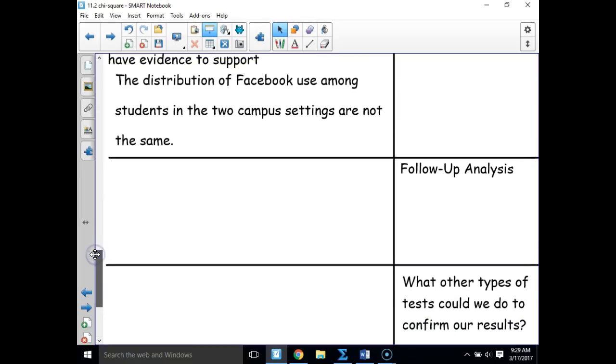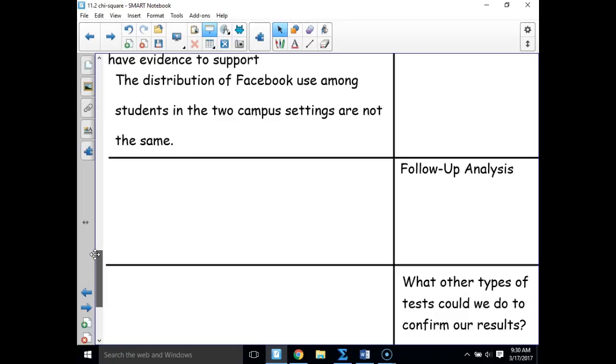Now, let me pause for a second. Can you guys look at me real quick? Do you guys all have the conclusion down? Like, am I going too fast for you? Okay, we're good? Okay, please write this down now. What other tests could we do to confirm our results? This is something I definitely want you to have a connection to. And it's part of the curriculum as well.